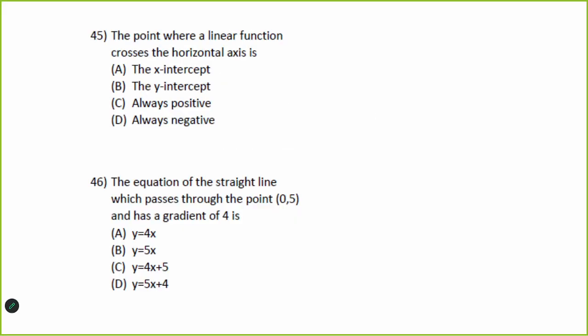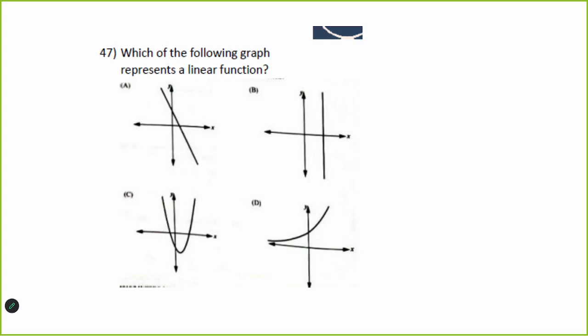Let's look at May, June 2022. Horizontal, not vertical. That's your x-intercept. Your y-intercept, that's c is 5 and the gradient is 4. So y equals 4x plus 5. This one here, linear equation is this.